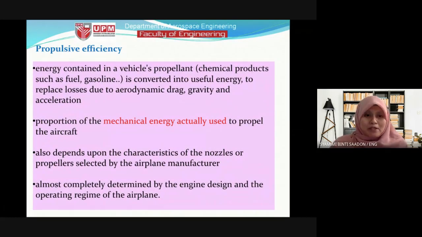Some theory: propulsive efficiency is the conversion into useful energy to replace loss due to aerodynamic drag, gravity, and acceleration. So for propulsive efficiency, we calculate the energy contained in the propellant, and this energy is converted into useful energy. It is the proportion of the mechanical energy actually used to propel the aircraft. Or you can also define it as the mechanical energy that is really used, which is why we have to divide by the power wasted just now. It also depends upon the characteristic of the nozzle, almost completely determined by the engine design. So it depends on the engine design.